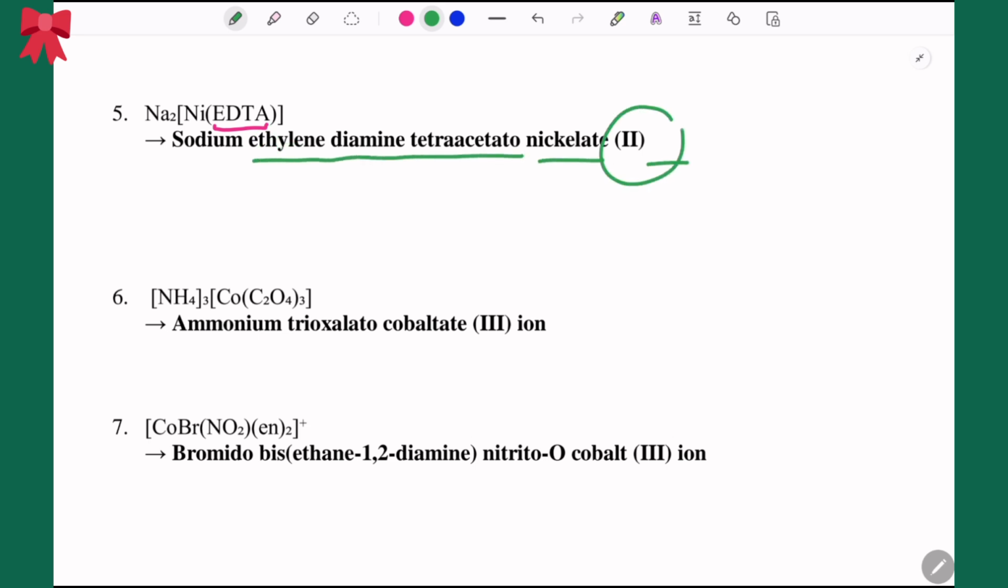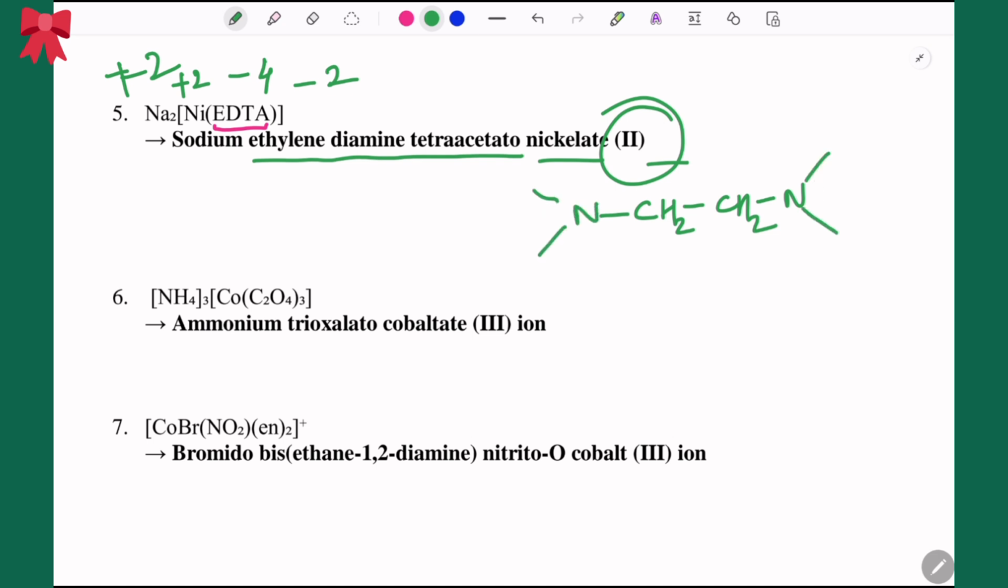How did we get this 2? Because sodium is +2, EDTA is -4, and therefore this will be -2. EDTA is -4. How does EDTA look like? We have already seen in the previous sessions, but I will show you again.